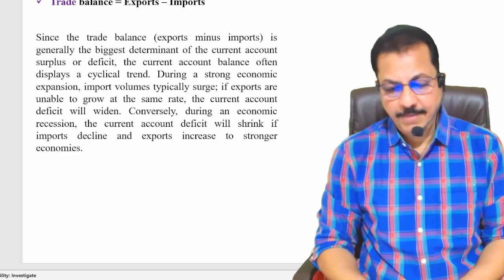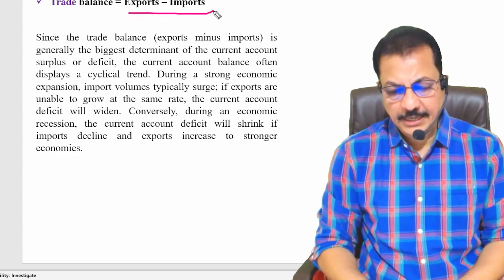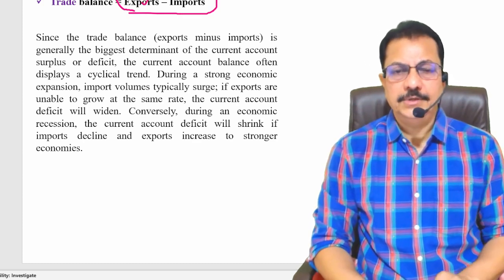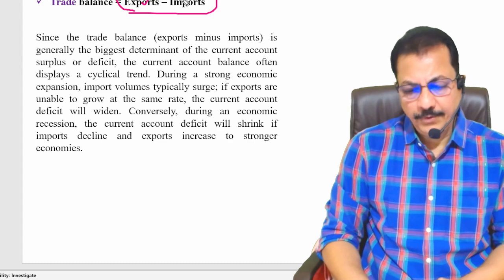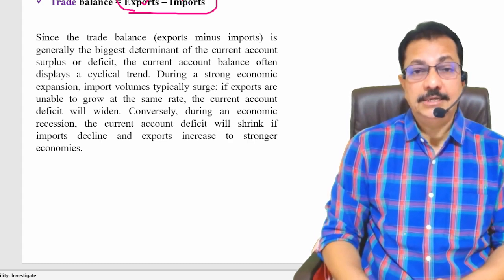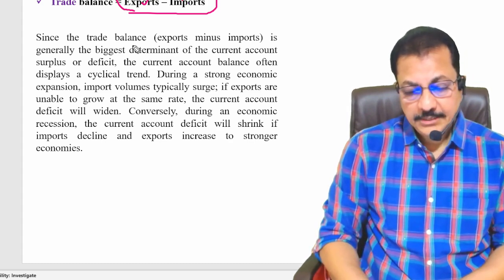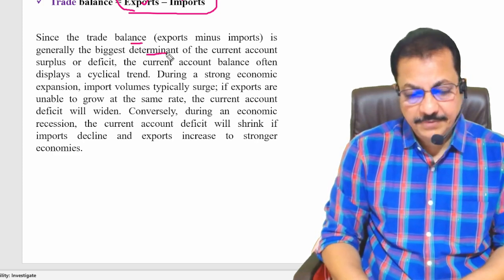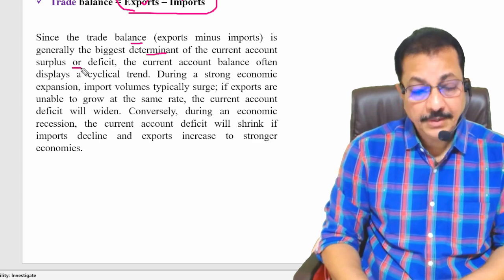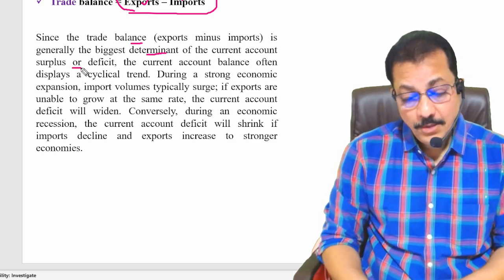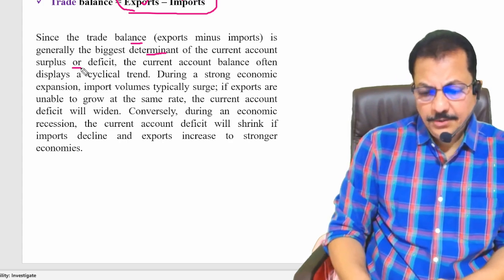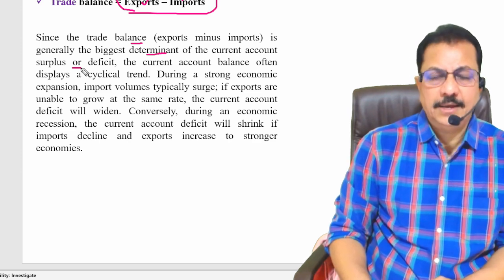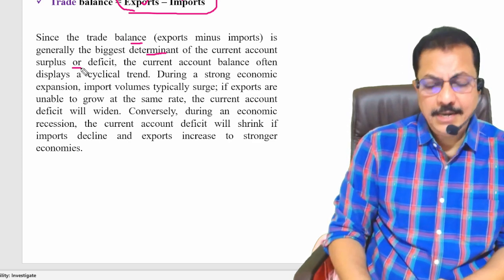Similarly, when it comes to trade balance, as you know, this is nothing but exports minus imports. Is that okay? If exports are more, then obviously that will lead to surplus. If imports are more than exports, that is leading to deficit. Similarly, the trade balance is generally the biggest determinant of the current account surplus or deficit. Important point, please note it down very clearly. Which is the biggest determinant of the current account surplus or deficit? That is nothing but the trade balance.